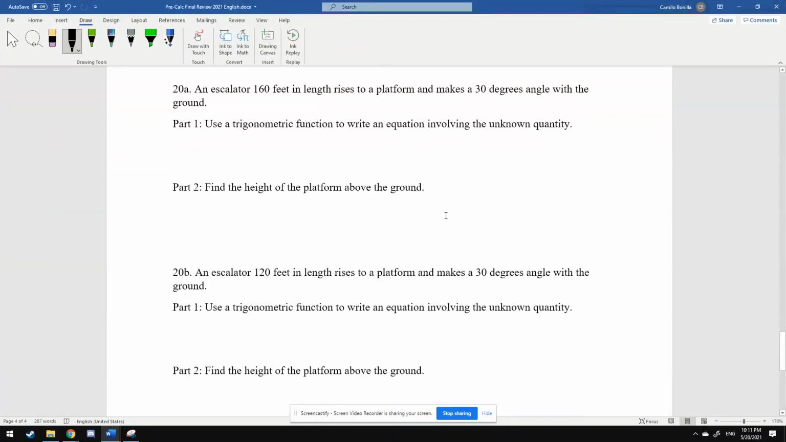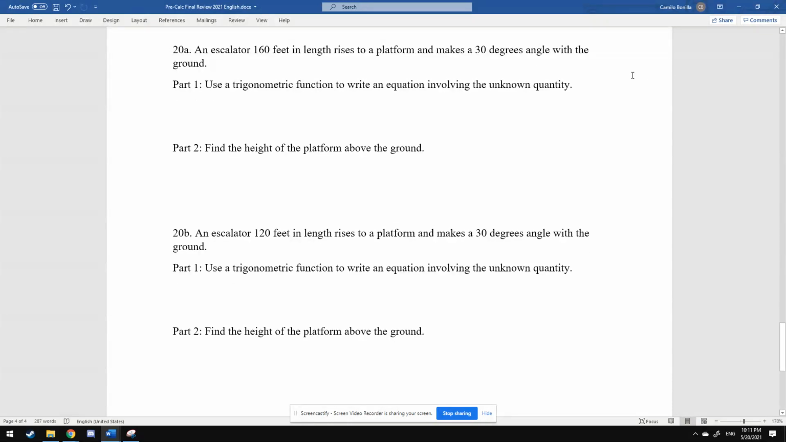All right, 20. An escalator is 160 feet in length and it rises to a platform that makes 30 degrees. The only thing I'm changing here is this. So this is how it would look. Here's an escalator. You guys know what escalators are, and this is 160 feet, 30 degrees. Find the height of the platform.